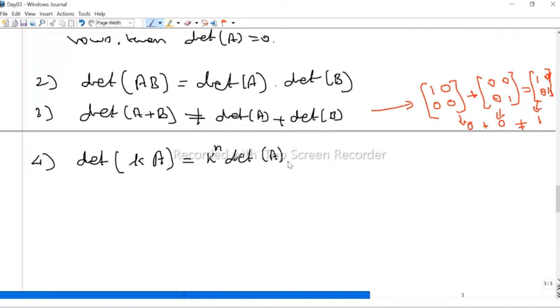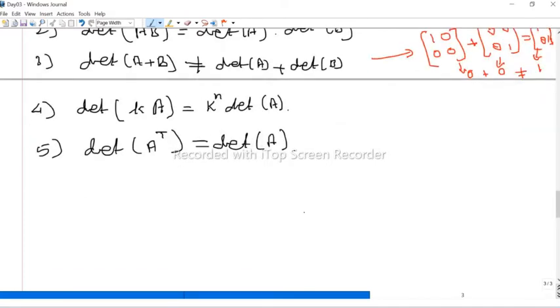Now, one more thing. The determinant of the transpose of a matrix is the same as the determinant of the matrix. So determinant of A transpose is the same as determinant of the matrix A. This is always true for any square matrix.